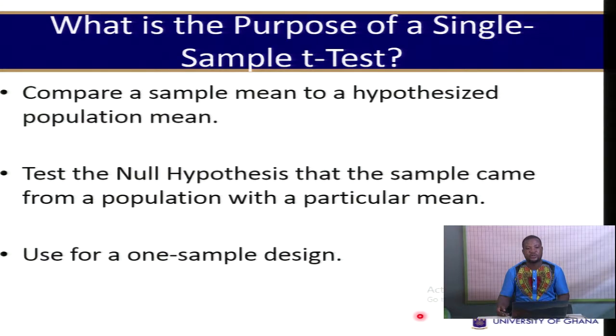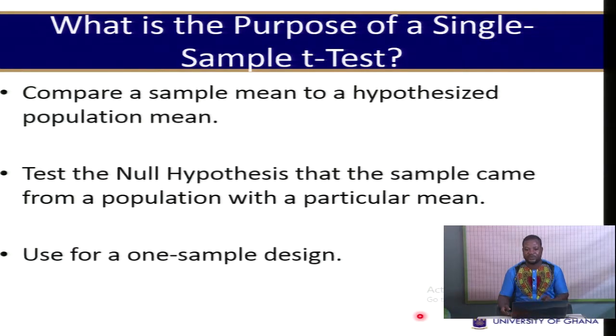This single sample t-test is used to compare a sample mean to a population mean. So here what it means is that the single sample t-test and the z-test perform the same thing. Both are used to compare a single sample mean to a single population mean. The single sample t-test therefore tests the null hypothesis that the sample is truly coming from a given population. It tests the null hypothesis that the mean of a given sample is truly coming from a specified population. So it is used much of the time when we have a one sample research design. When we have a one sample research design, then we will have to use the one sample t-test.